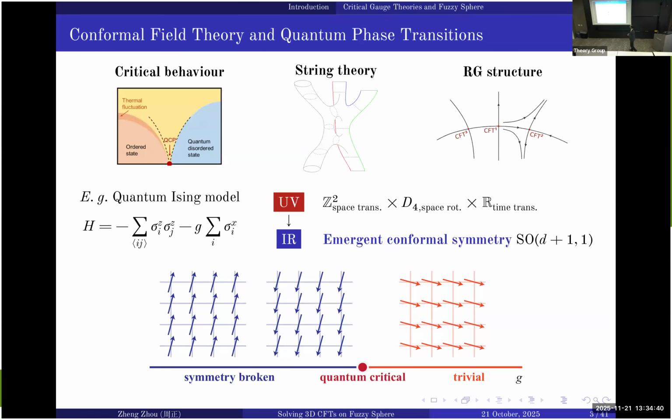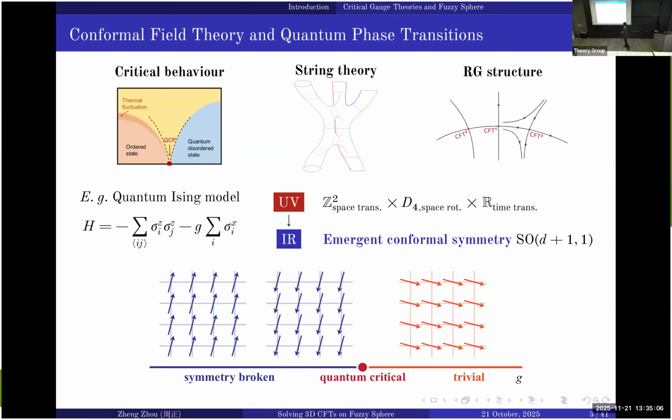So focusing on the critical behavior, maybe the simplest model for a quantum phase transition is the quantum Ising model, where there is an order-disorder transition, for example, on a square lattice. If we look at the microscopic model, the symmetry is actually very small. There is only discrete space rotation and translation symmetry.